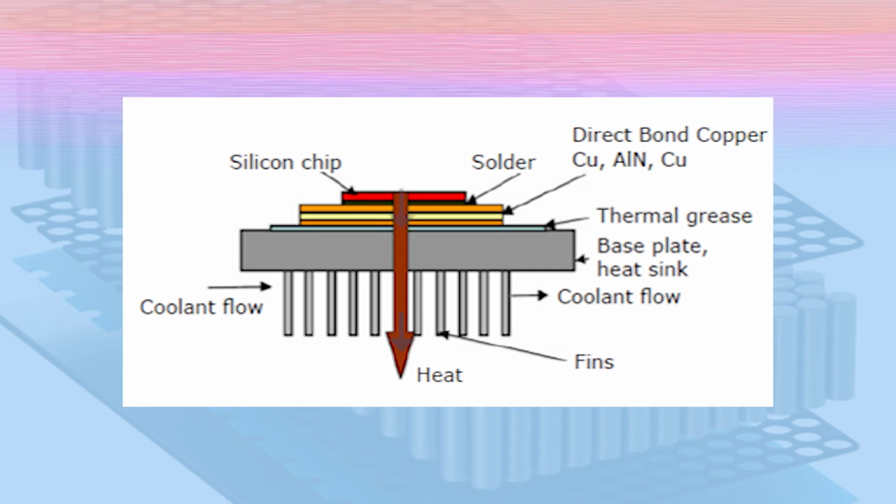As you can see in the figure, initially in the top layer we have the silicon chip, followed by a direct bond copper and then a thermal grease, and then we have the fins of the heat sink. So, these layers are used for absorbing the heat from the IGBT or the MOSFET and dissipating it outside.